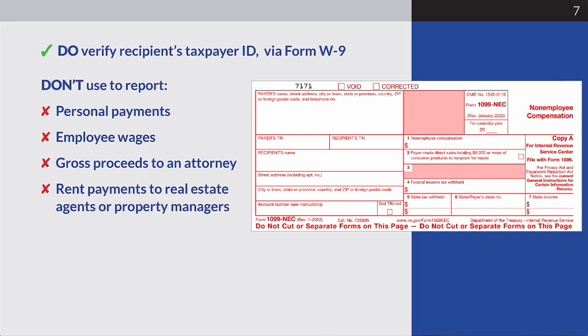Don't use it to report personal payments. Don't use it to report employee wages. Use Form W-2 instead. Don't report gross proceeds to an attorney as opposed to fees on the 1099 NEC. Use the 1099 Miscellaneous instead. And don't use it to report rent payments to real estate agents or property managers. Again, use the 1099 Miscellaneous instead.